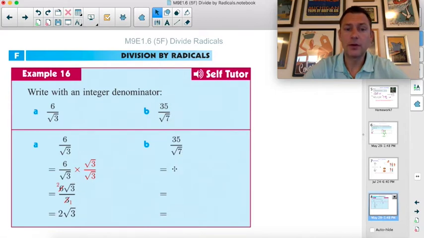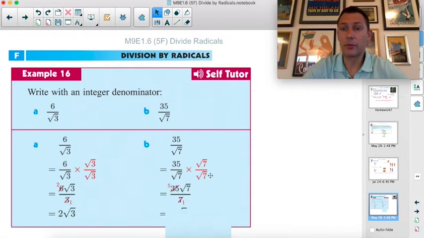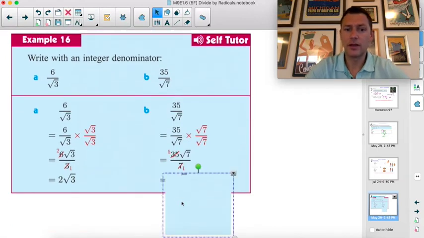Likewise, here, we'd multiply by a fraction that's root 7 over root 7. This is 1, so we're not changing anything. When you multiply everything on top, you get 35 root 7. When you multiply everything on bottom, you get root 49, which is just 7. And then the 5 and the 7 from the 35 and the 7 from the 7 cancel out.